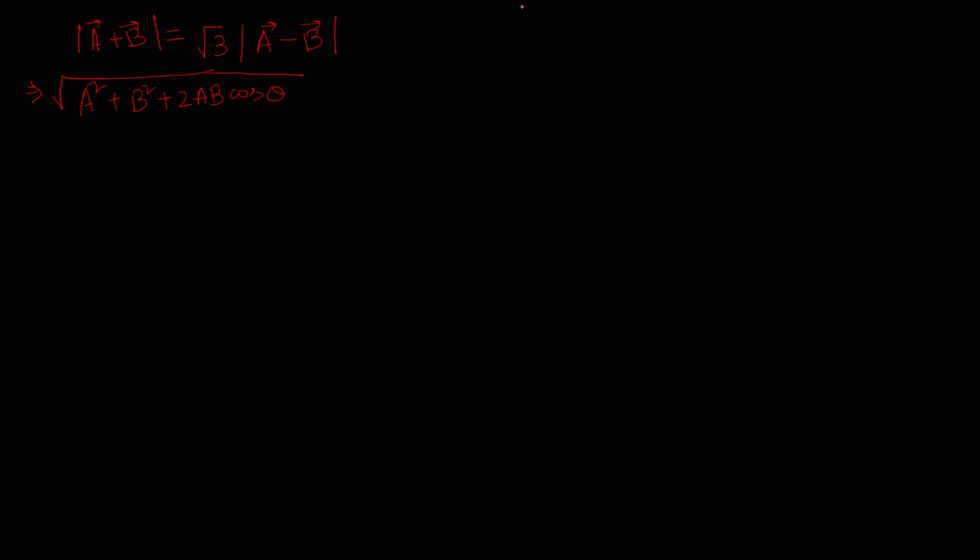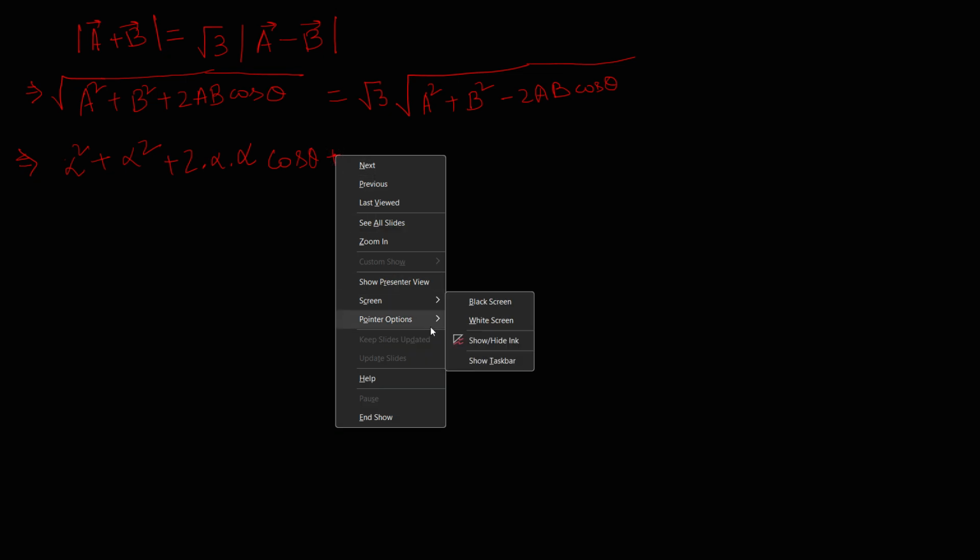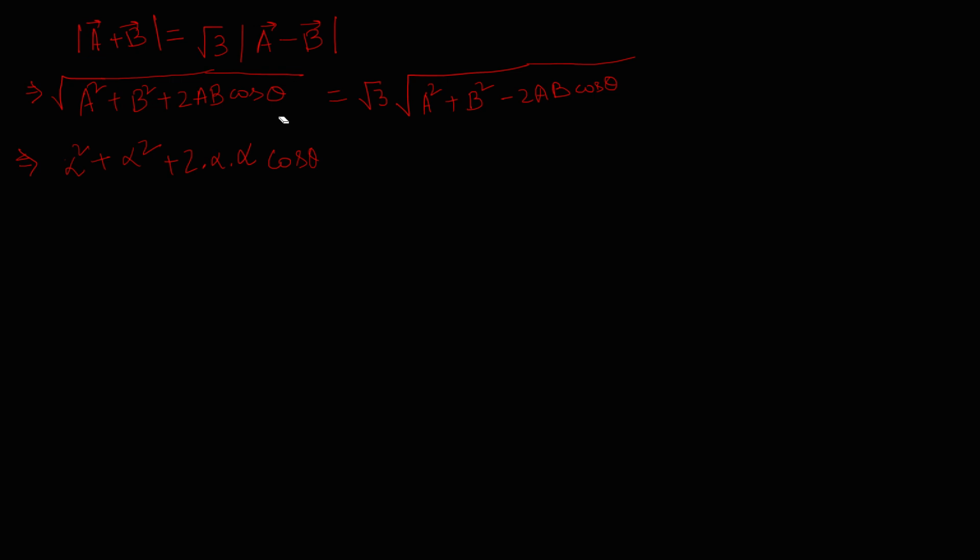Now solve this problem. Root 3 times root over A square plus B square minus 2AB cos theta. I am going to put the values of A and B as well as square both sides. A was alpha, so alpha square plus alpha square, I can directly write 2 alpha square, plus 2 into alpha square cos theta, squaring both sides, and this will be equal to.